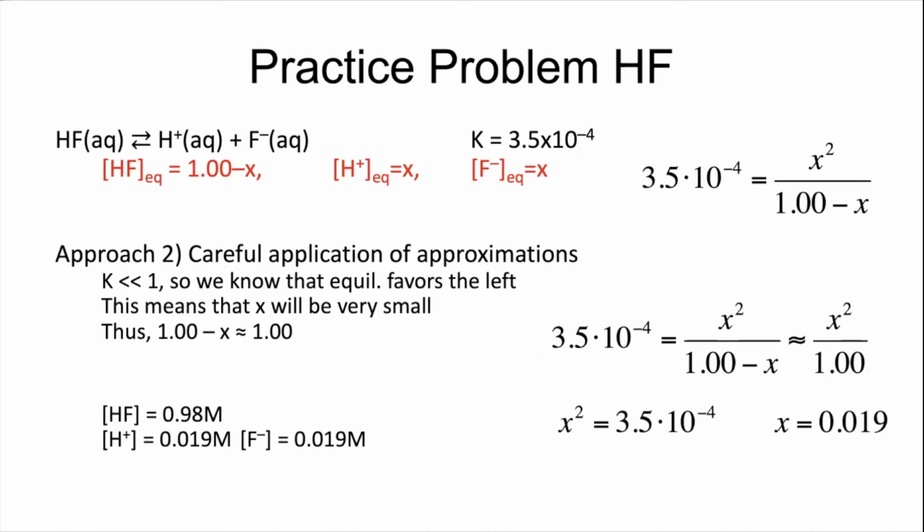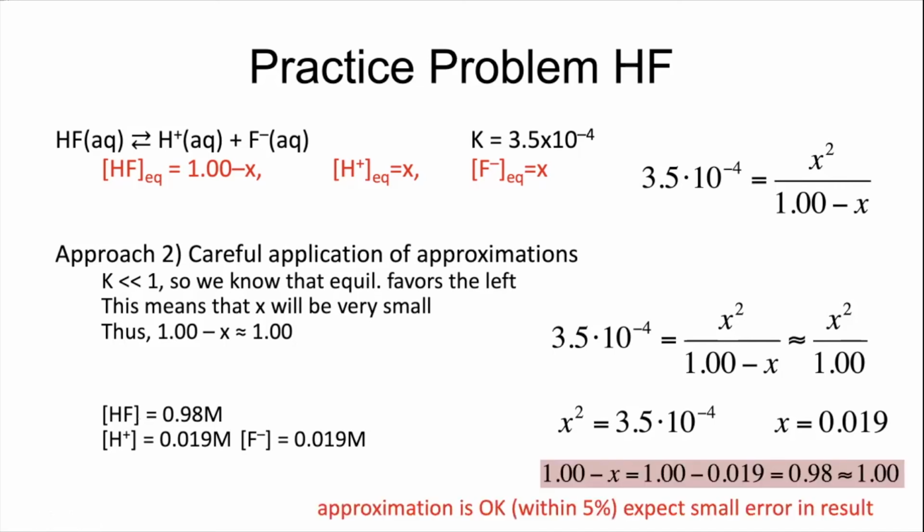So it turns out that is probably a good assumption, but we should always do a check when this happens. Our assumption was that x is going to be small relative to 1. So how do we decide if that's true? Well, our new answer that we get at the end should be within 5% of 1. So when I subtract it, I get 0.98 over here, and that is within 5% of 1. 0.98 is about the same as 1. And so this approximation is okay.